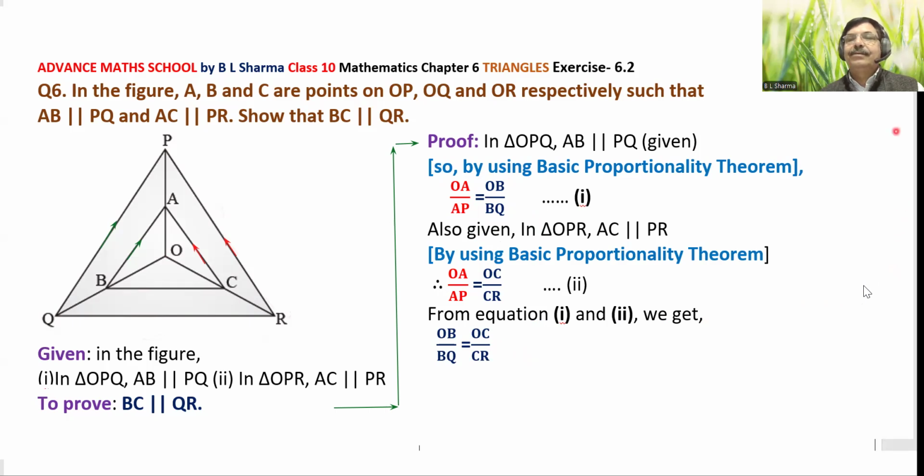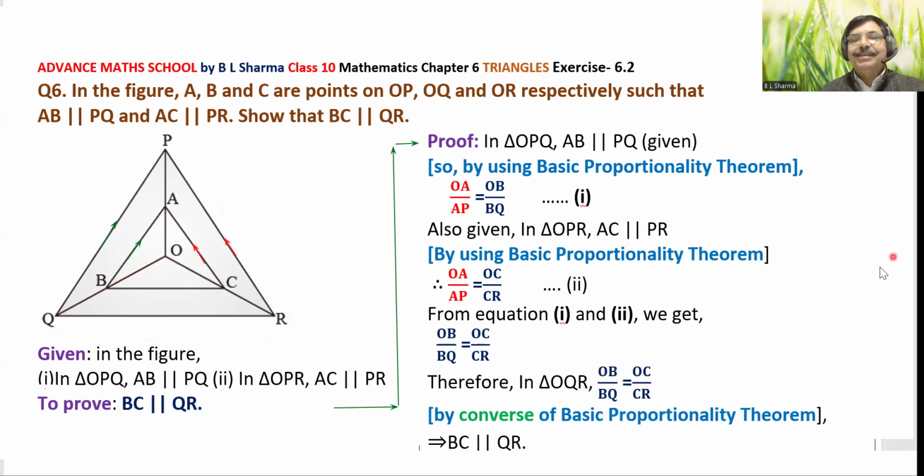So see here now, this upon this is equal to this upon this. ये जो BC लाइन है ट्राइंगल OQR में सेम रेशियो में डिवाइड करती है. दिस लाइन BC, line segment BC divides side OQ and OR of the triangle OQR in the same ratio. That is why by converse of basic proportionality theorem, we can say that BC is parallel to QR and hence proved. That's all.